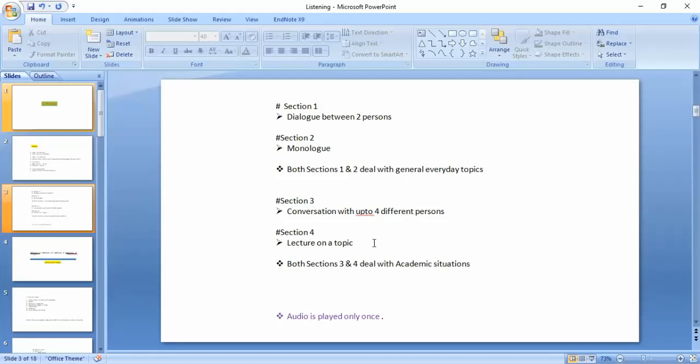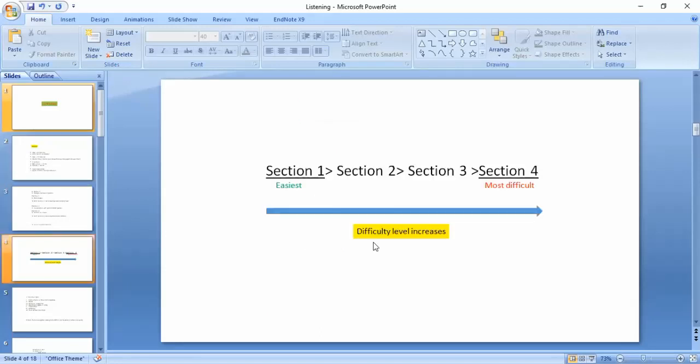And remember, audio is played only once in the listening section. So if you miss something, you pay. Okay? So do not do that. Don't get distracted and try to focus on what you hear.